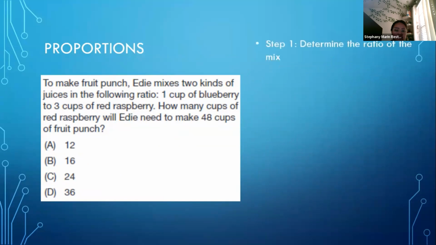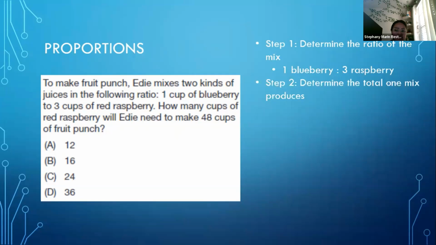So first, we're going to determine the ratio of 1 mix. So that's 1 cup of blueberry for 3 cups of raspberry. And then we need to determine the total amount that one mix produces. Since we had 1 cup of blueberry and 3 cups of raspberry, we're making 4 cups of mix.